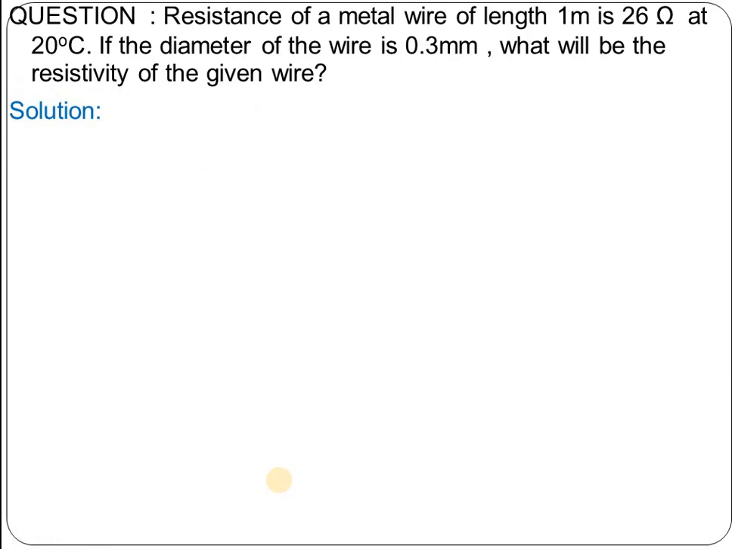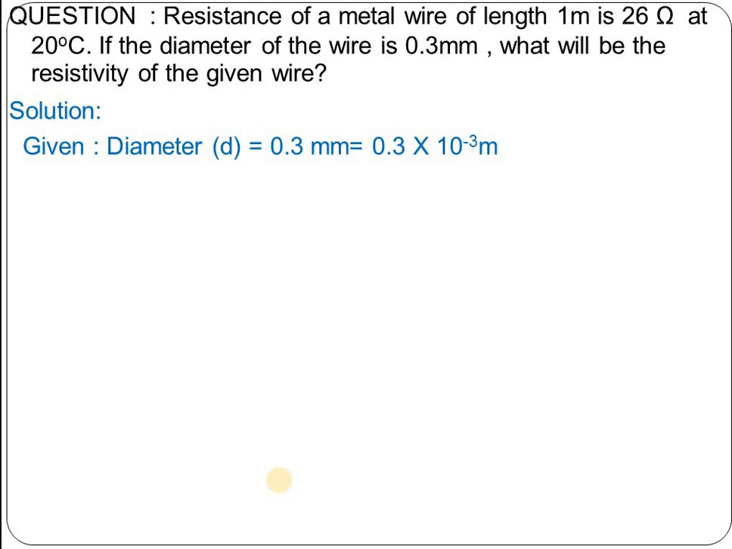Now let us solve another question based on resistivity. The question says the resistance of a metal wire of length 1 meter is 26 ohm at 20 degrees Celsius. If the diameter of the wire is 0.3 millimeter, what will be the resistivity of the given wire? Let us first write down the physical quantities given to us. Diameter 0.3 mm is equal to 0.3 into 10 to the power minus 3 meter.